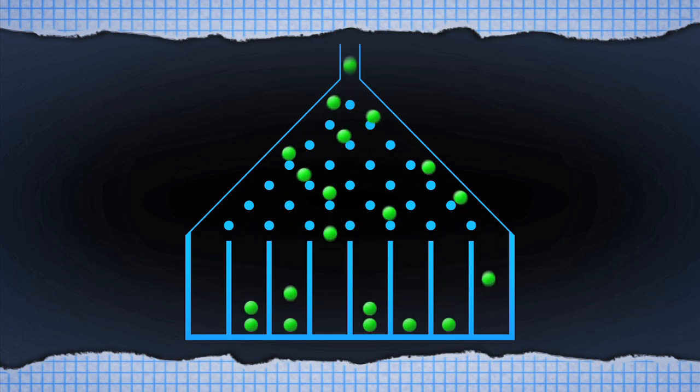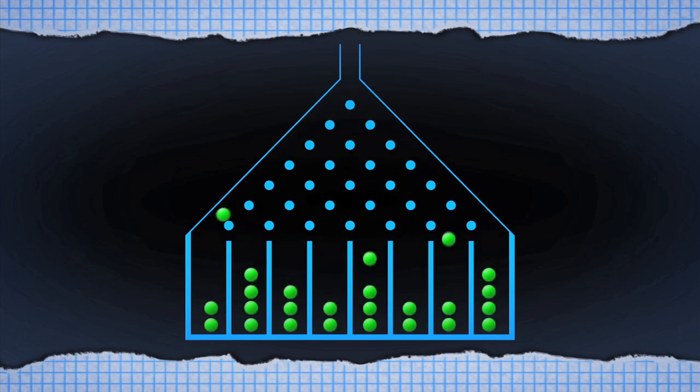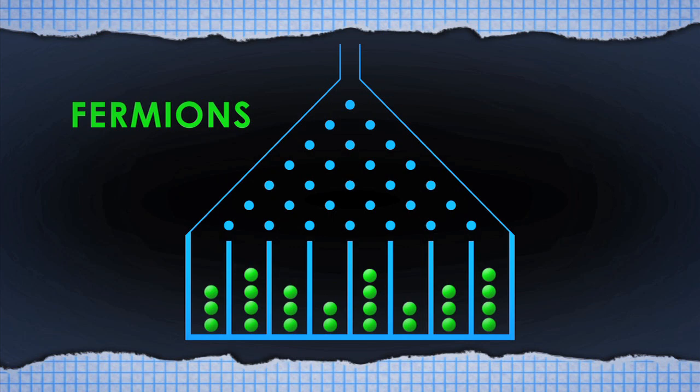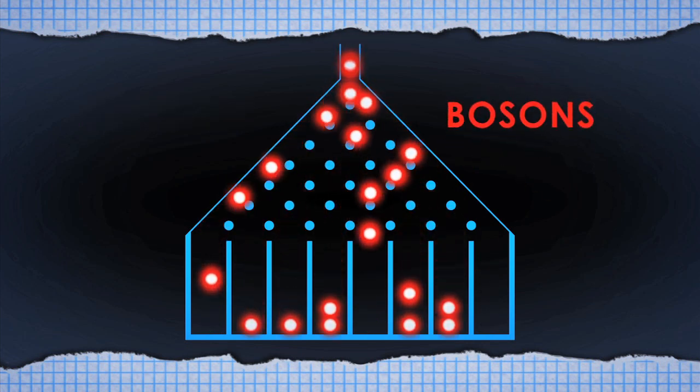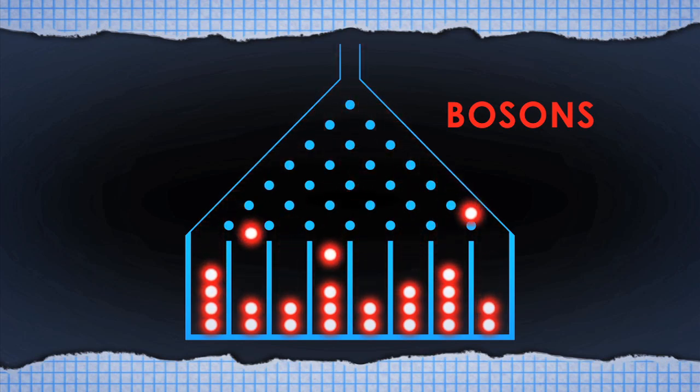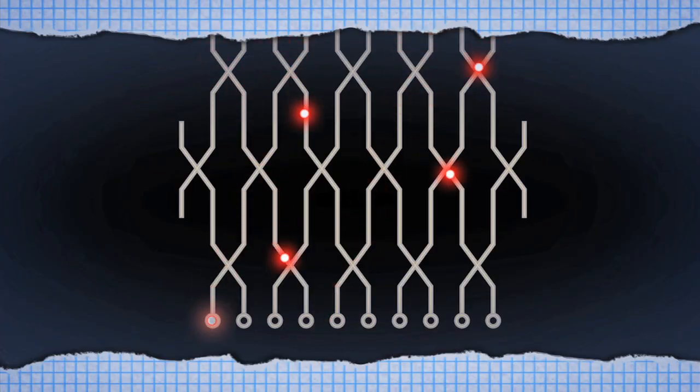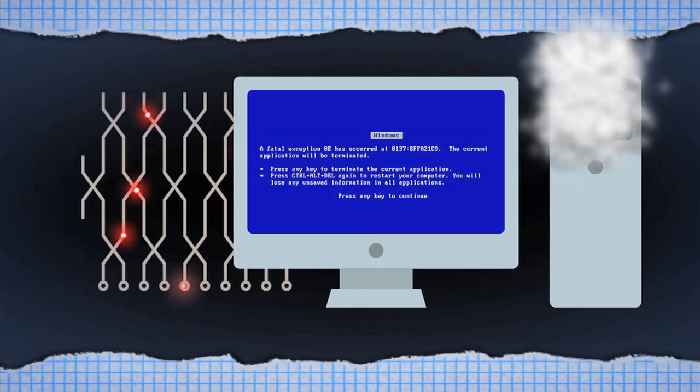Now the distribution you get is very different. If your particles are fermions, like neutrons, you get one pattern. And if your particles are bosons, like photons in a light beam, you get another pattern. Recently, two researchers from MIT, Scott Aaronson and Alex Arkhipov, showed that the boson pattern is too weird to calculate quickly with a normal computer.